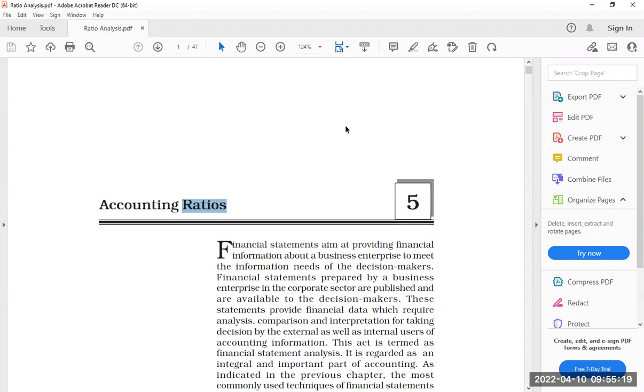First and foremost tool is common size statement. Please, I don't have that slide in the screen. Please write it down. Common size statement, comparative statement. Common size statement, comparative statement, trend analysis. Third one is trend analysis. Then another one is percentage analysis.